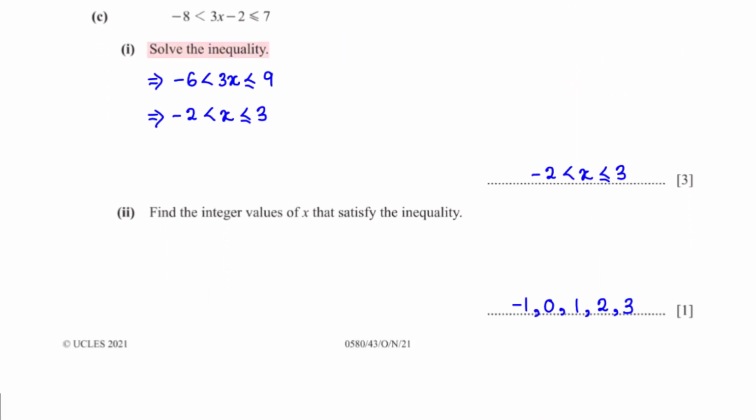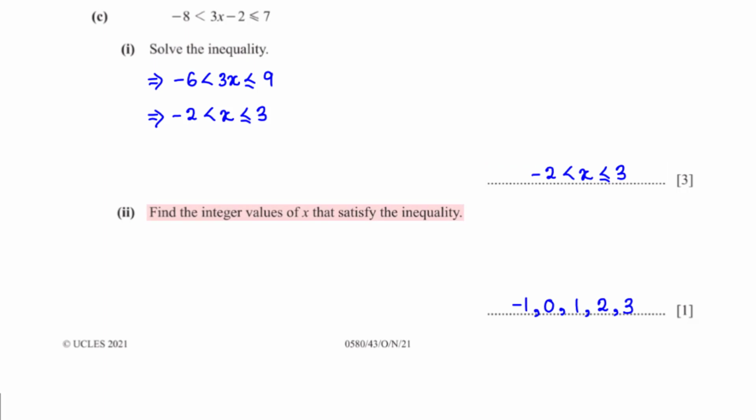Solve the inequality. First, we add 2 to both sides of the inequality. -8 plus 2 is -6. 3x minus 2 plus 2 is 3x, and 7 plus 2 is 9. Now we divide the inequality by 3. -6 divided by 3 is -2. 3x divided by 3 is x, and 9 divided by 3 is 3. And so our final answer is x is greater than -2 and less than or equal to 3.